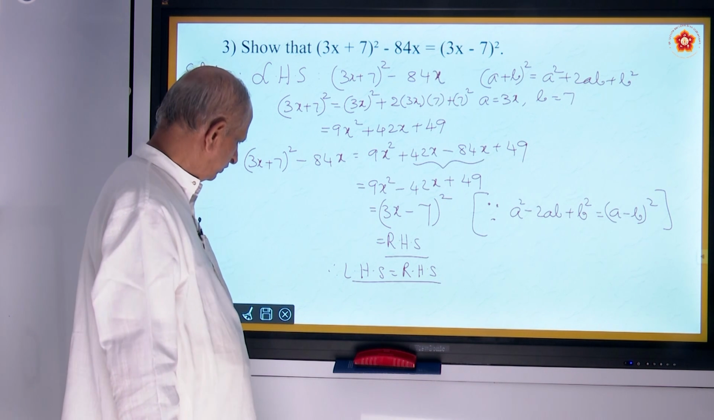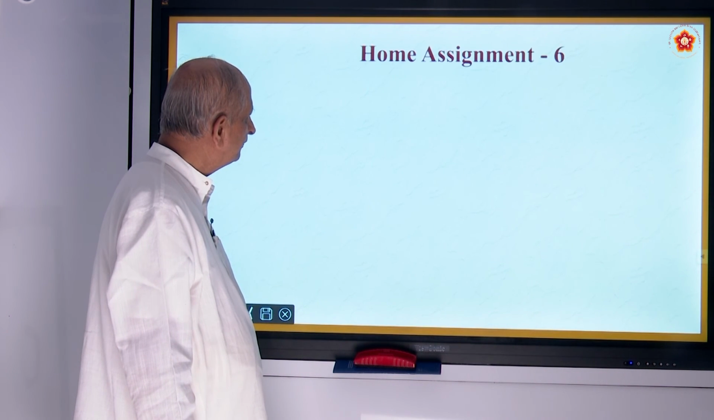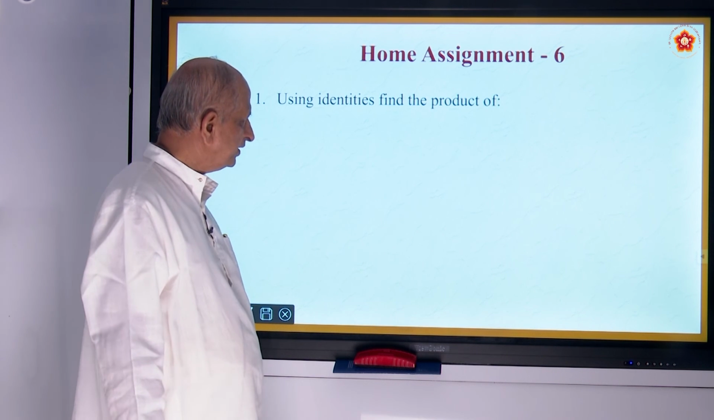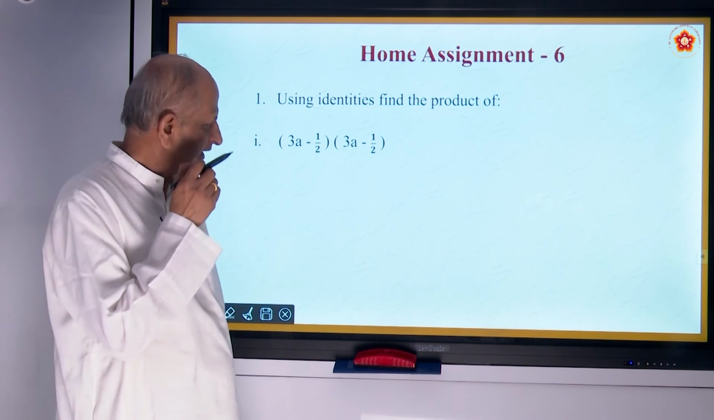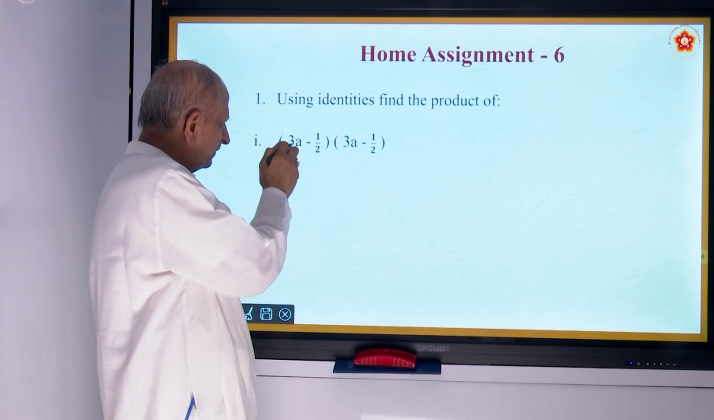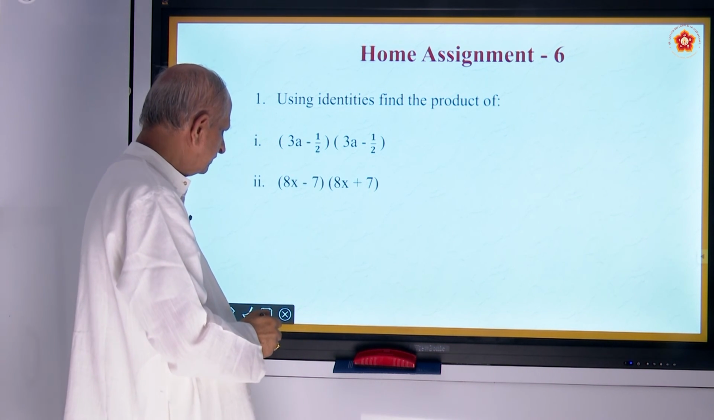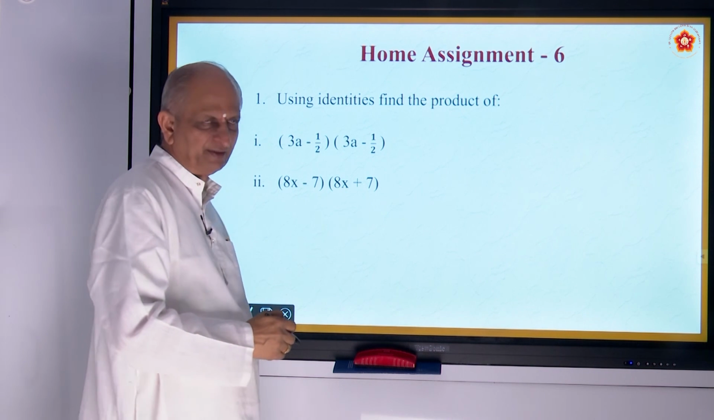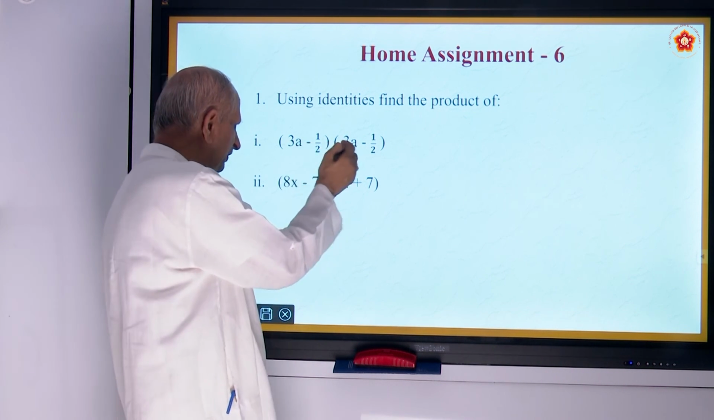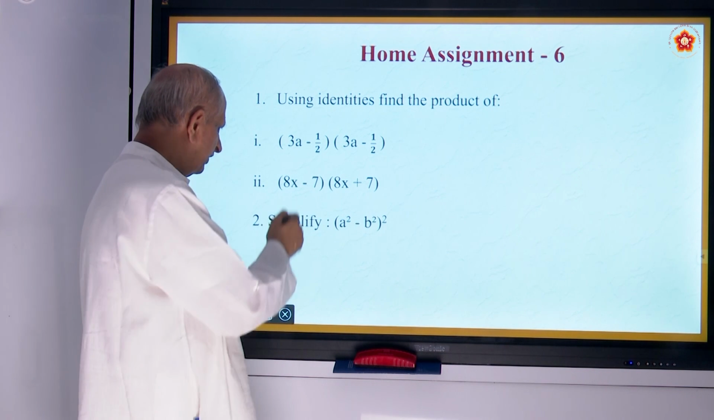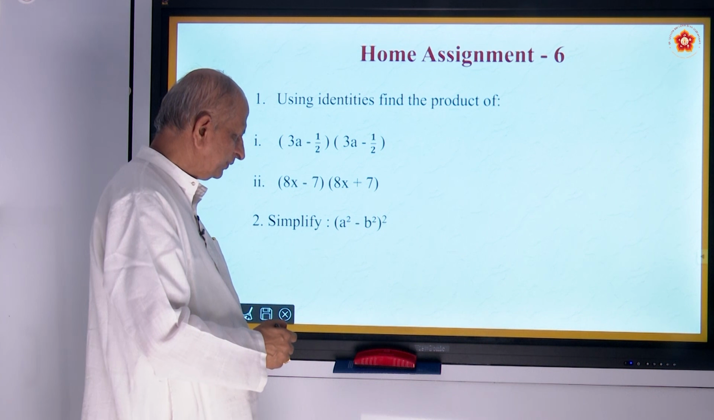So shall we go to home assignments? First question, using identities, find the product of 3a minus half into 3a minus half. Nothing but 3a minus half whole square. Second one, 8x minus 7 into 8x plus 7. A plus b into a minus b formula. This is identity number 2. This is identity number 3. Simplify a squared minus b squared whole square.